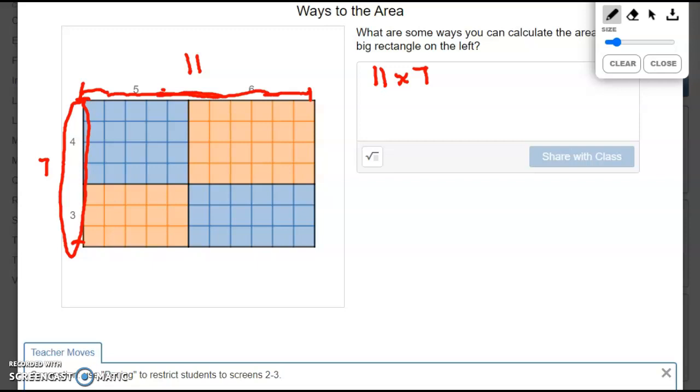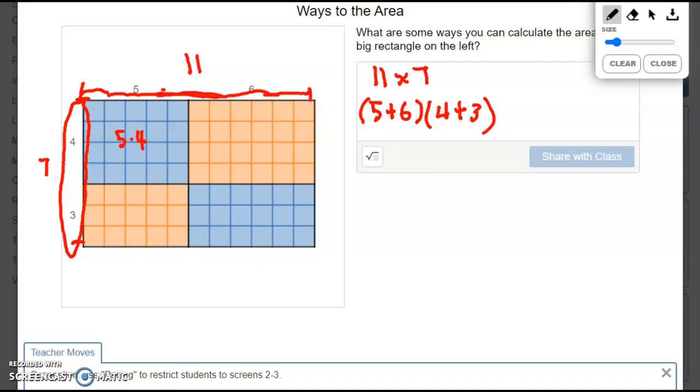Or I can think of this 11 as 5 plus 6, because I know that this is made up of 5 plus 6, and then multiplied by this 7, which is really made up of 4 plus 3. Is there another way? I could think of this as 5 times 4. I can just calculate the blue rectangle, 5 times 4.